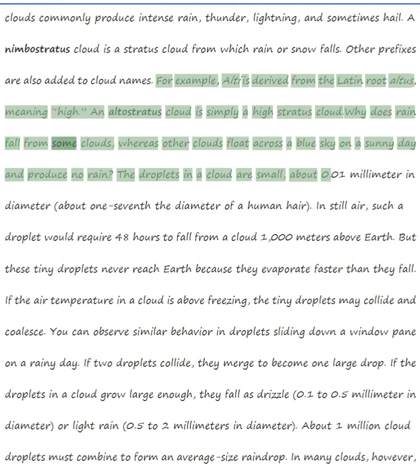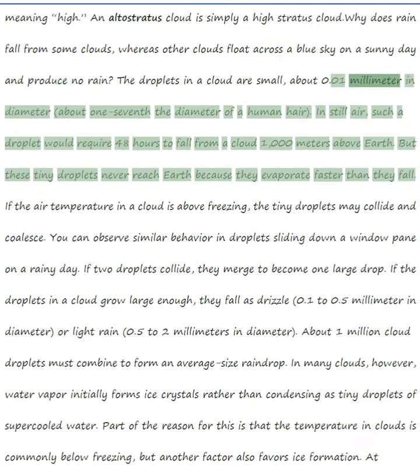Why does rain fall from some clouds, whereas other clouds float across a blue sky on a sunny day and produce no rain? The droplets in a cloud are small, about 0.01 millimeter in diameter. In still air, such a droplet would require 48 hours to fall from a cloud 1,000 meters above Earth. But these tiny droplets never reach Earth because they evaporate faster than they fall.